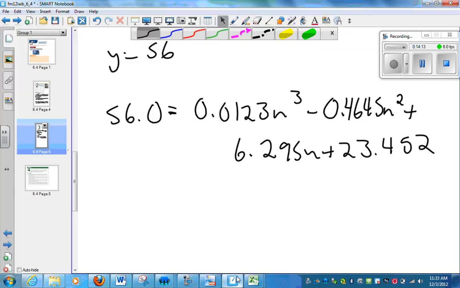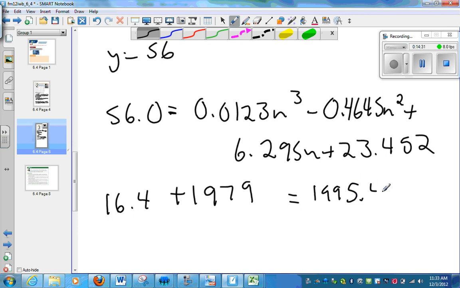So I'm going to take that 16.4, and I have to add that to 1979 because it's 16.4 years after, and I get 1995.4. So in 1995, the average price was 56 cents per liter. I rounded down because it's 0.4. You could also say in the middle of 1995 or in the first 3 months, because that would be a quarter of the year of 1995. The average price was 56.